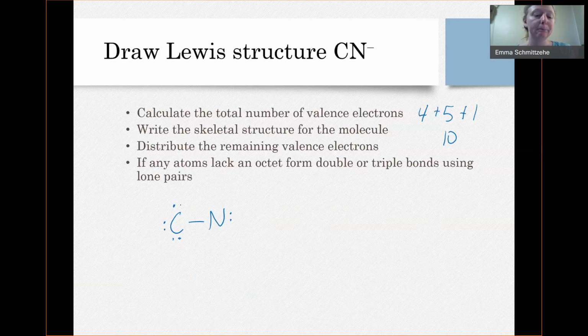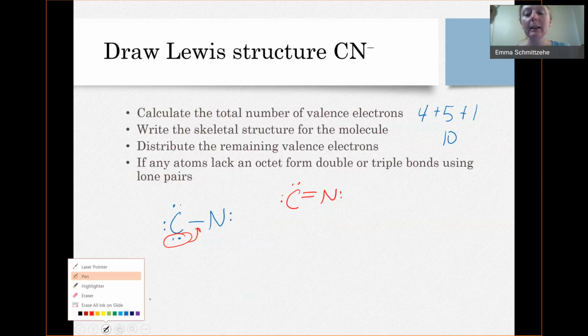And so it's lacking. And so what I need to do is I need to take from the thing that has an octet, which would be our carbon. And so I could take 2 of those and share it with nitrogen. And if I did that, then I would get C double bonded to N. I would have 2 lone pairs still on that carbon, and I would have a lone pair on the nitrogen. But now if you count, you've got carbon, it's got an octet, 2 lone pairs, 2 bonds. Nitrogen only has 6. It has 2 bonds and a lone pair. So it's still not good enough. We need to keep going.